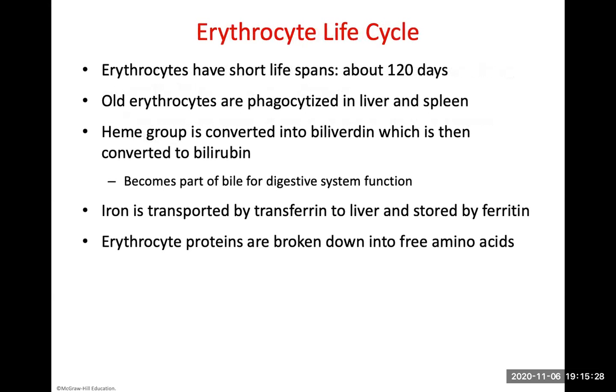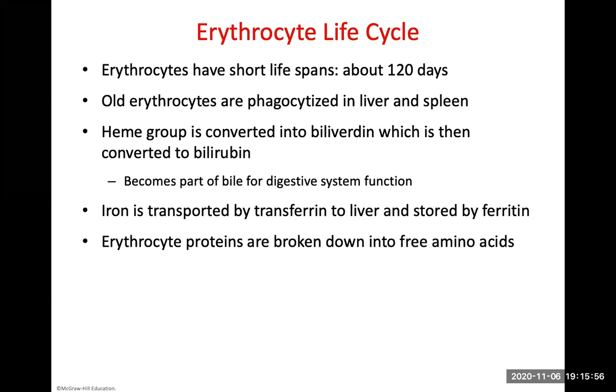The erythrocyte life cycle is about 120 days. So what is that, about 4 months? Old erythrocytes are phagocytized, broken down and degraded, pulled apart in the liver and spleen. The heme group is converted to biliverdin, which is then converted to bilirubin. And bilirubin will go on to become part of bile for your digestive system function. Bile is important for digesting your fats in your small intestine.